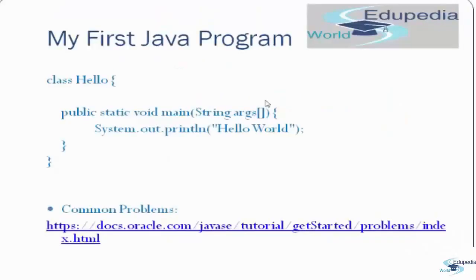So this is the gist of our first Java program. In case you are facing any trouble in writing the syntax, you can copy it from here, from the slide. And here I have also given a link of common problems. If many of you are still facing problems in creating your first Java program, you can just go to this link and see if your problem is listed over here. This link can be really helpful.